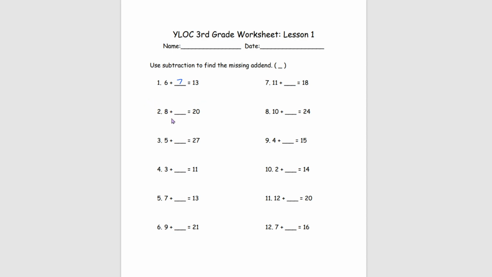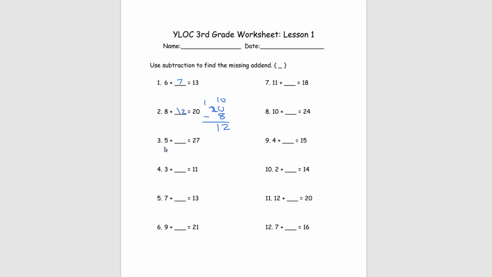For number 2, we have 8 plus blank equals 20. To figure out what goes in the blank, we can do the same way we did the first problem, which means we can do 20 minus 8. Since 0 can't be subtracted by 8, we're going to borrow 1 from this 2, turns this into 1, and turns this 0 into a 10. This makes it so 10 minus 8 is equal to 2, and we can bring this 1 down to make it 12. And so for number 2, our answer is 12.